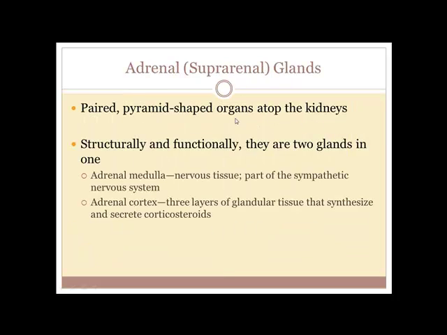With our adrenal glands, these are going to be a pyramid-shaped organ. They sit on top of the kidneys. Kidneys are the renal system, so adrenal above the renal system. It's basically two glands in one. There's the adrenal medulla, which is going to be part of our sympathetic nervous system. There's going to be the adrenal cortex, which is going to be 3 layers of tissue that will secrete different corticosteroids.